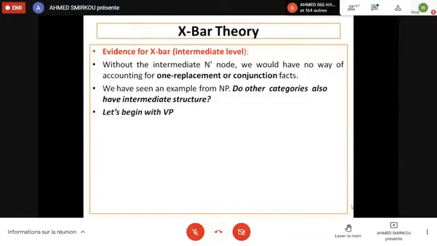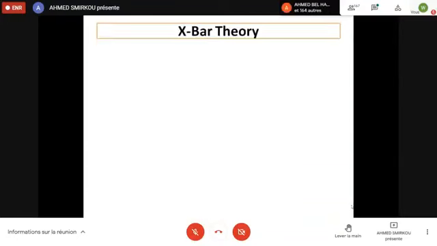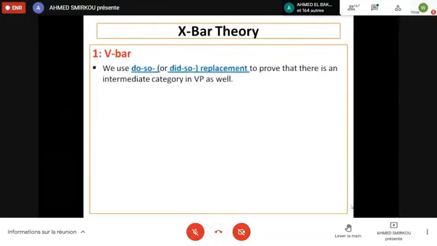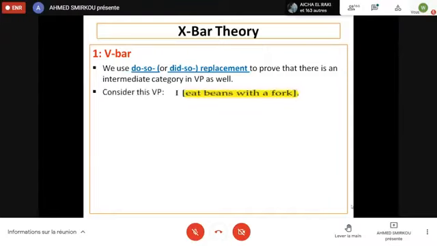Okay, now let's begin with the VP, V bar. We use one replacement again, or do so. We use do so or did so if we're talking about the past replacement. So please remember, we talked about the one replacement test. There is also the do so or did so replacement test, to prove that there is an intermediate category in VPs. Consider this example: I eat beans with a fork.